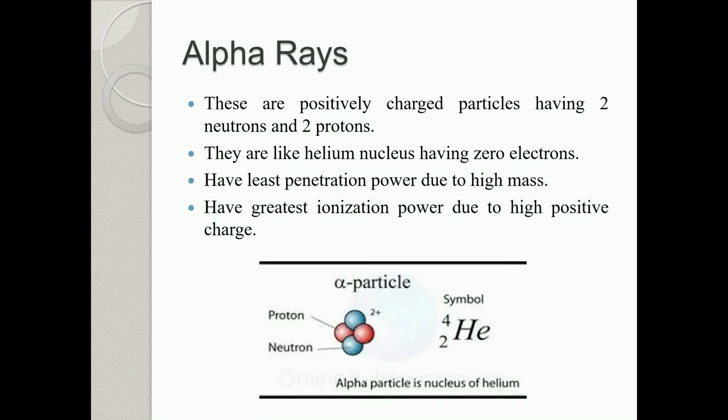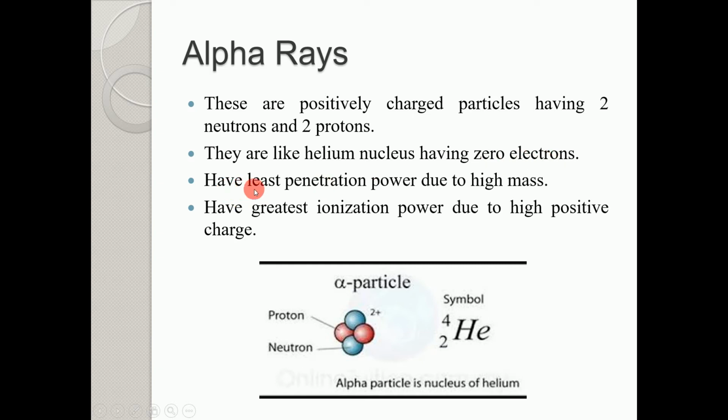Now we will discuss what are alpha, beta and gamma rays. So what are alpha rays? These are positively charged particles having 2 neutrons and 2 protons. They are like helium nucleus, having 0 electrons.